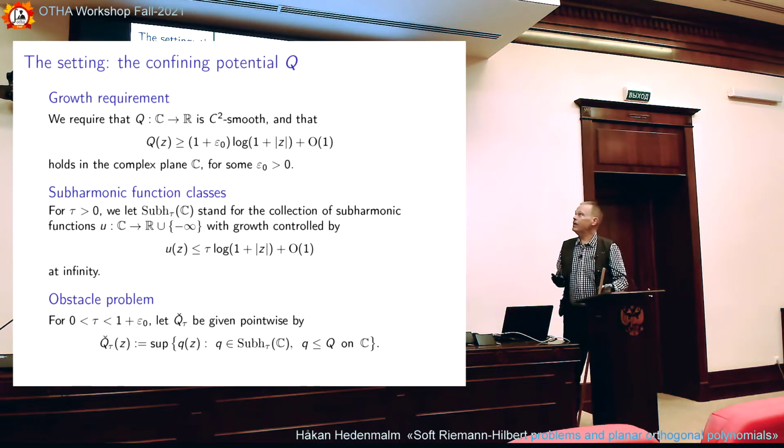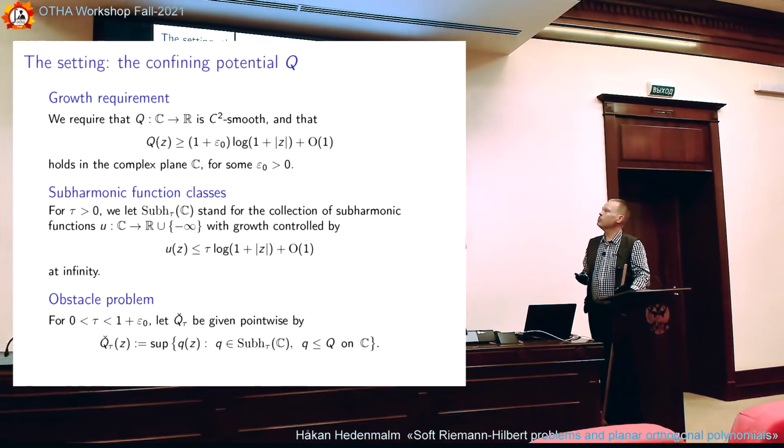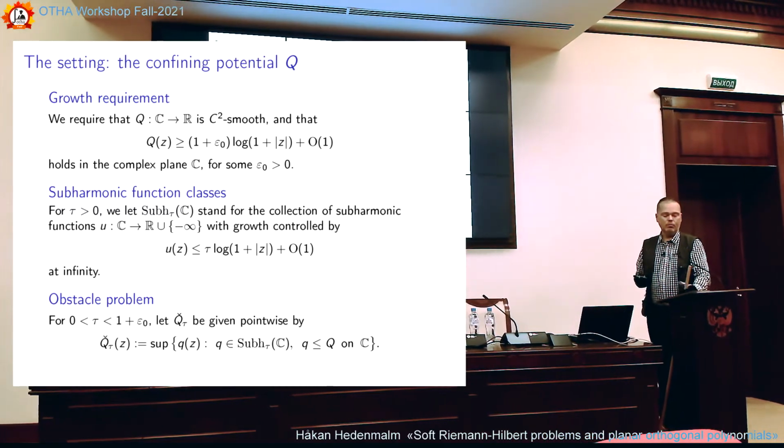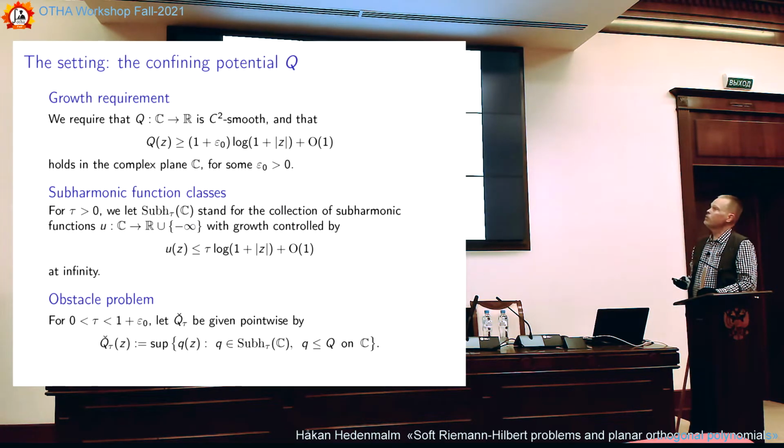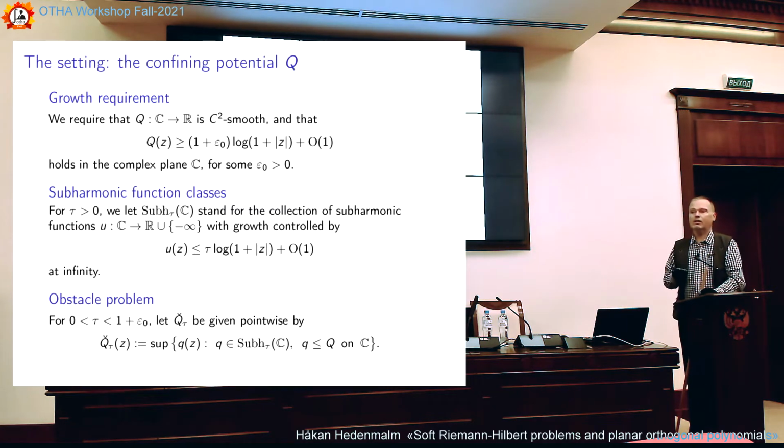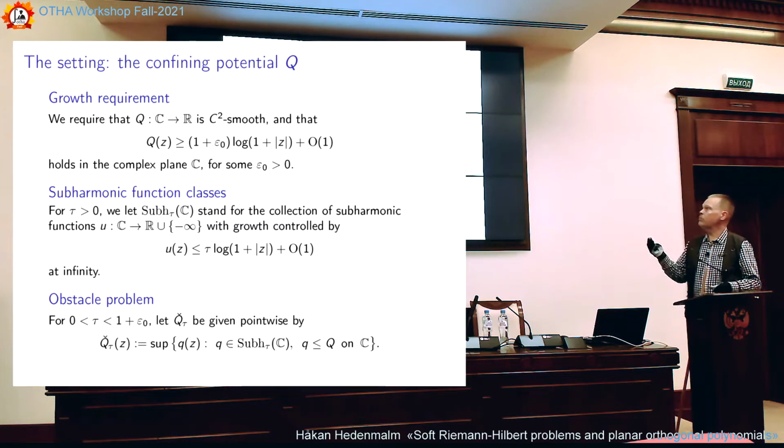So in our situation, we look at a more gradual situation. Our model could be like a quadratic well, but we have much more flexibility. We don't assume it is quadratic. We just have some confining potential, which grows at least at some strength at infinity. And these are basically minimal requirements.